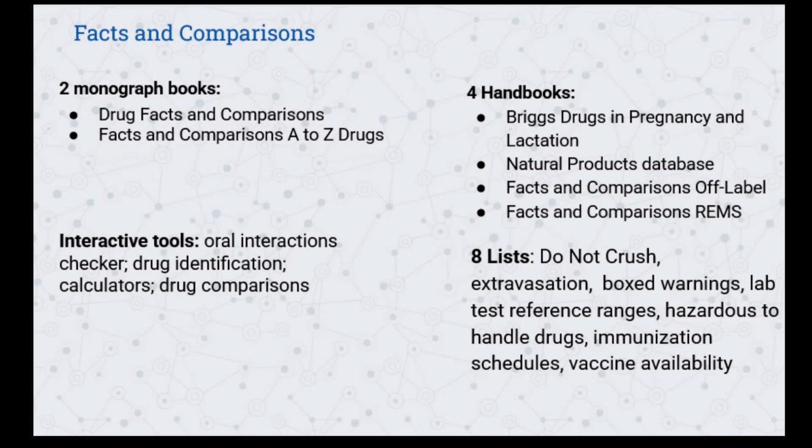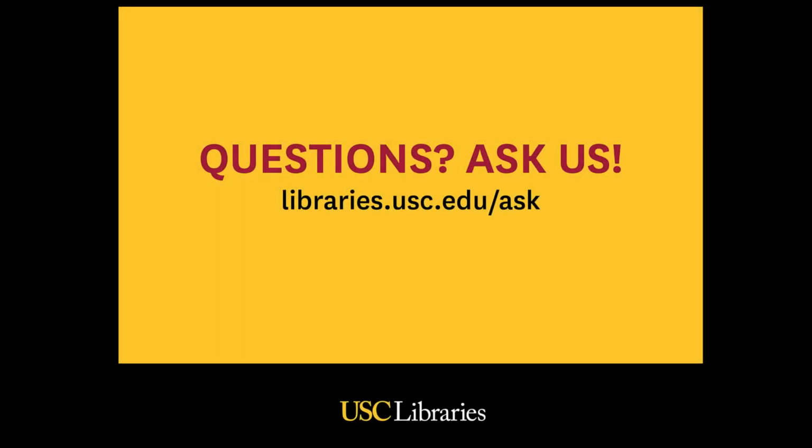Understanding the differences between information provided in a single compendia and its interactive tools, monograph books, handbooks, and patient education content in order to select an appropriate source for a specific question is a goal of pharmacy education. The easiest way to understand and differentiate between these sources is to try using them to answer drug questions and compare the length, depth, and language used in the sources. If you have further questions on accessing or using Facts and Comparisons, contact the USC Libraries.